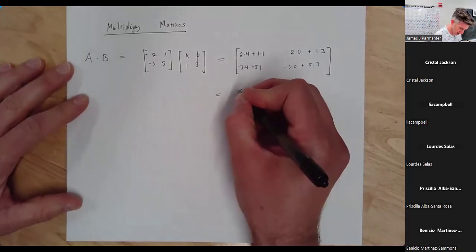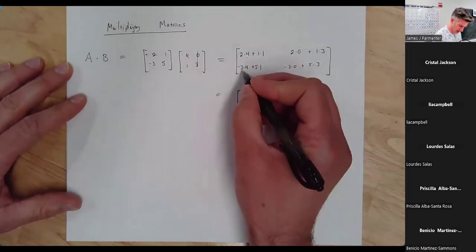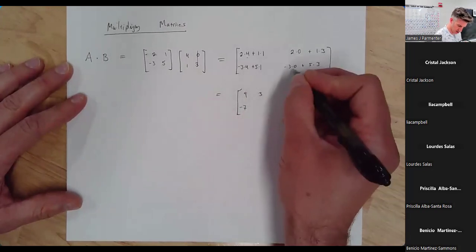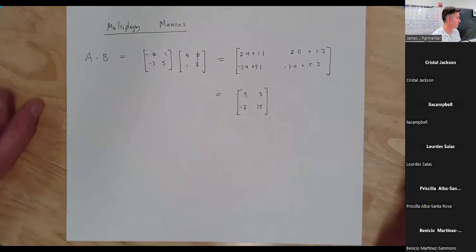So then we simplify. We get 8 plus 1. We get 0 plus 3. We get negative 12 plus 5. We get 0 plus 15. So there is the product A times B.